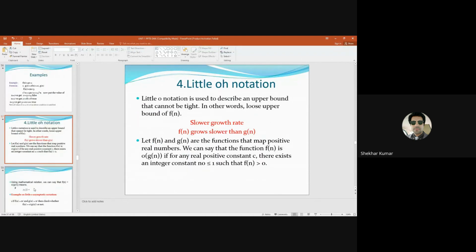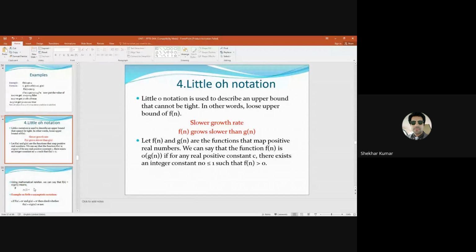Next notation is your little o notation. Generally, we use only three notations, that is your big O, omega, and theta notations. But there are two more notations, that is your little o and little omega notations. Big O describes your tightest upper bound, and little o notation describes your upper bound that cannot be tight.